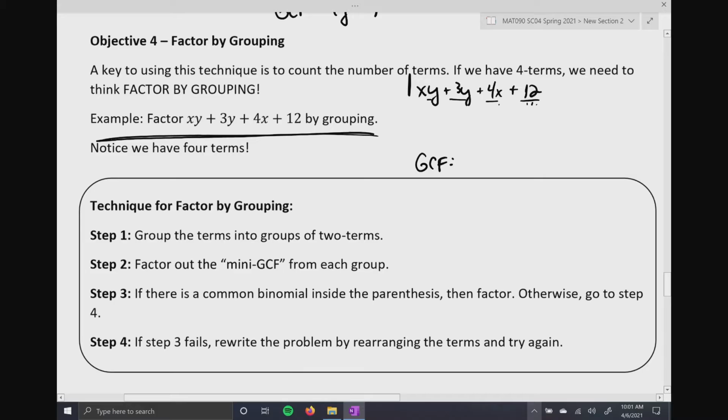Let's look at them. Well, yeah, in the first term, you have an xy. That's pretty nice. Second one, you have a y. The third term, you have an x. But this last term doesn't even have a variable. So is there a variable that's common for every single term?